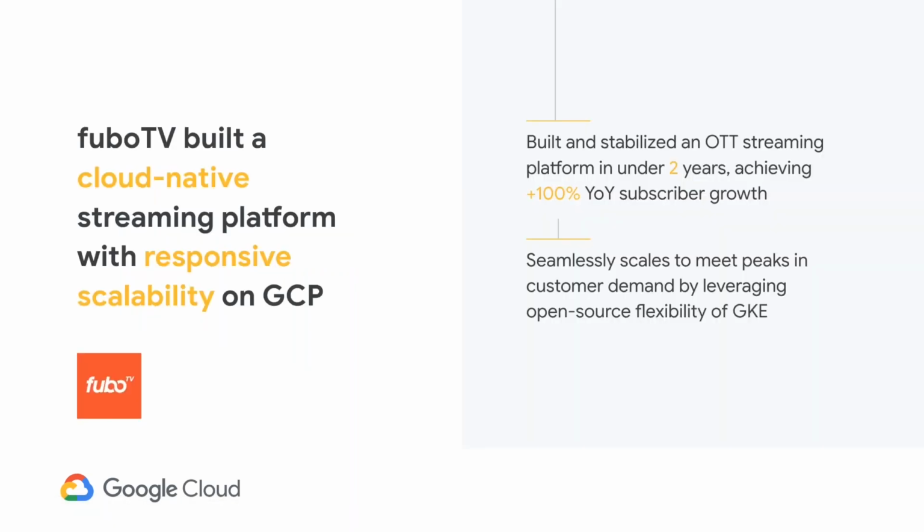If you look at another example, which is Fubo TV, they were able to build a cloud-native streaming platform with responsive scalability on GCP. So they literally went from zero to full in a very short amount of time. They were able to address scaling issues as they arose, simply because they had the benefit of this type of bandwidth, this type of network, this type of infrastructure that is just designed to scale on demand. So it's a very compelling underpinning for any kind of stack that you want to build.